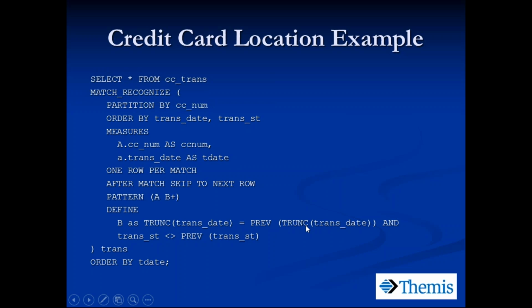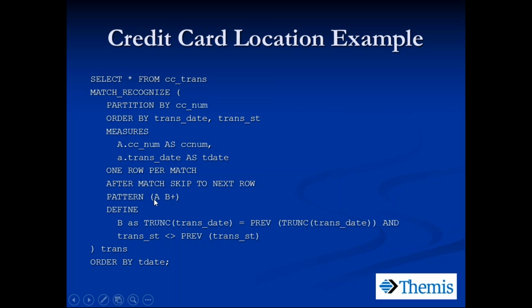It matches to the previous record, which was May 1st. Okay, so the transactions on the same date, two different transactions, are they in the same state or not? And that's what I'm looking for. That's the definition of B. So here it says A means what? I'm going to take the record I'm currently on, and I need to match to one or more. Remember, the plus sign means one or more rows. So a row, which is A, matches one or more rows that are B, and B equals the dates are equal, but the states are different.